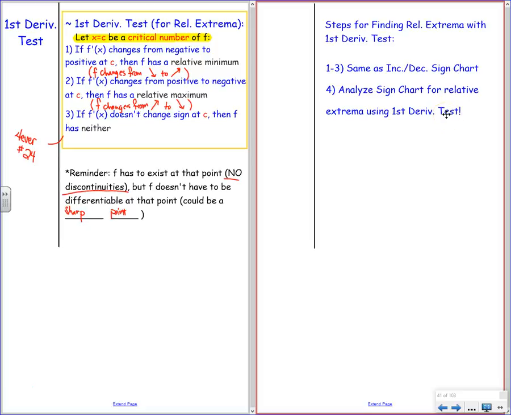Look where for relative extrema? Only at the critical numbers. Only at the crits, right? Look only at the crits. Look only at the critical numbers, not the discontinuities.